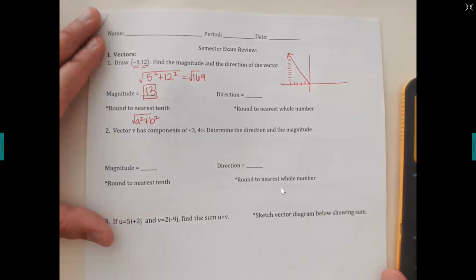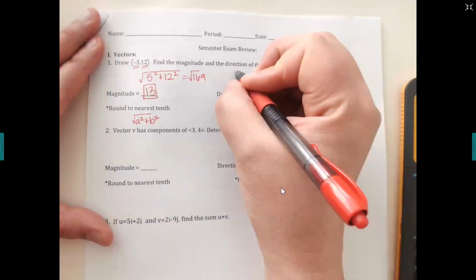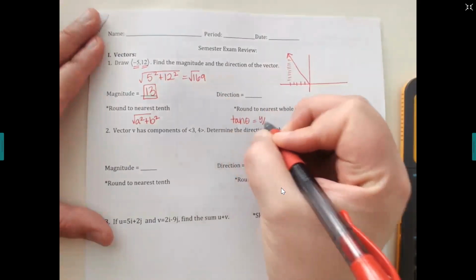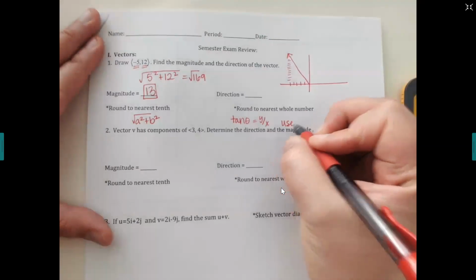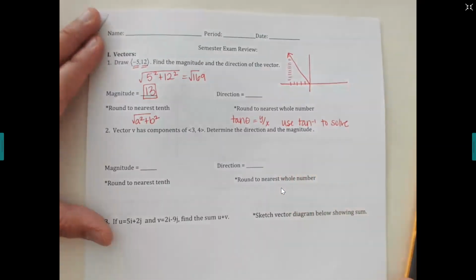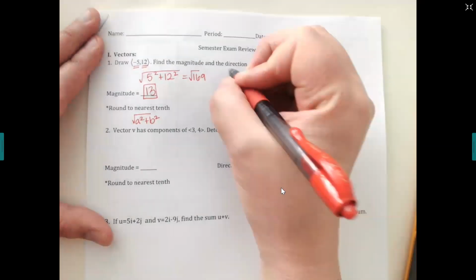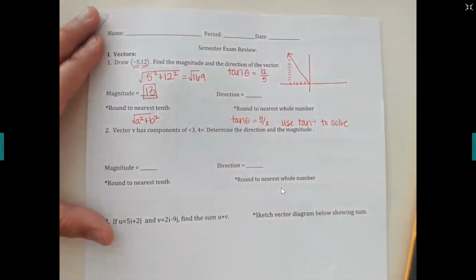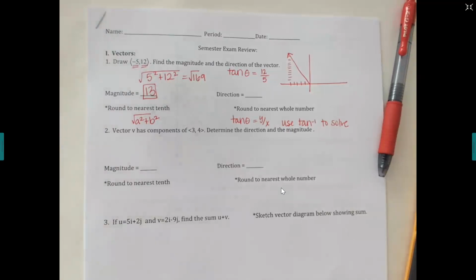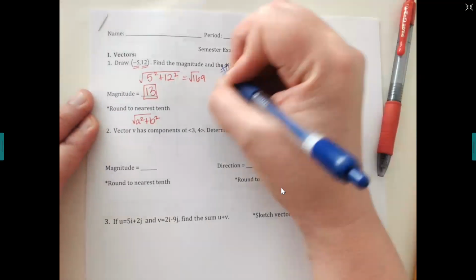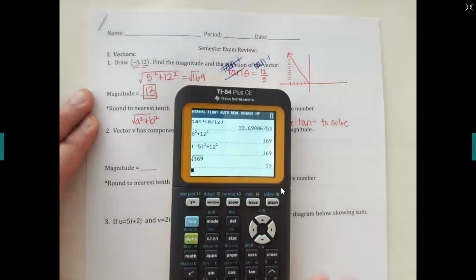Right next to it, we're asked to find direction. Remember that for direction, you start out with tan theta equals y over x. But then remember that you're going to use inverse tan on both sides to solve. So for this one, my y is a 12. My x is a 5. Remember, we don't really care about the negatives here. So I'm going to inverse tan on both sides, and then put that in your calculator. Make sure your calculator is in degree mode. So let's see what it is here.